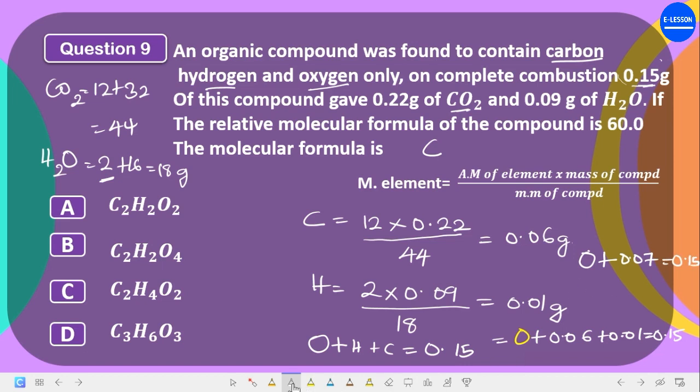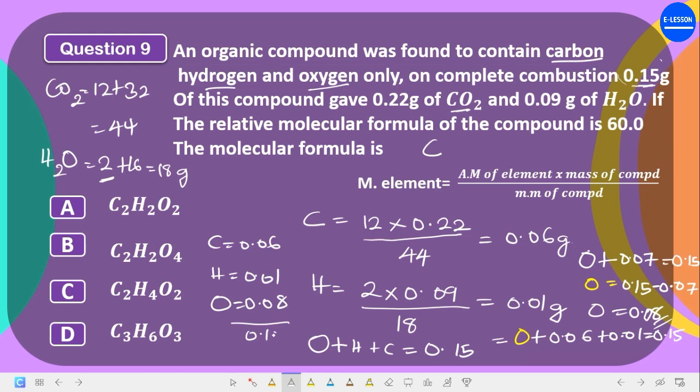So at the end of the day, that of oxygen would be equal to 0.15 minus 0.07. So that of oxygen will be 0.08, sorry. So the mass of carbon now is 0.06, that of hydrogen is 0.01, and that of oxygen is 0.08. If you add everything together, it should give you 0.15, which is the total mass of the compound. So having ascertained this, now let's take them to the other slide.